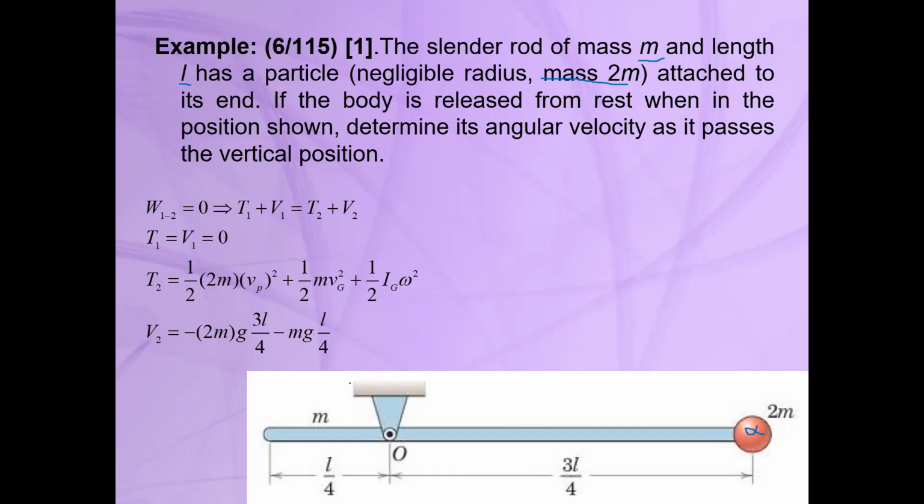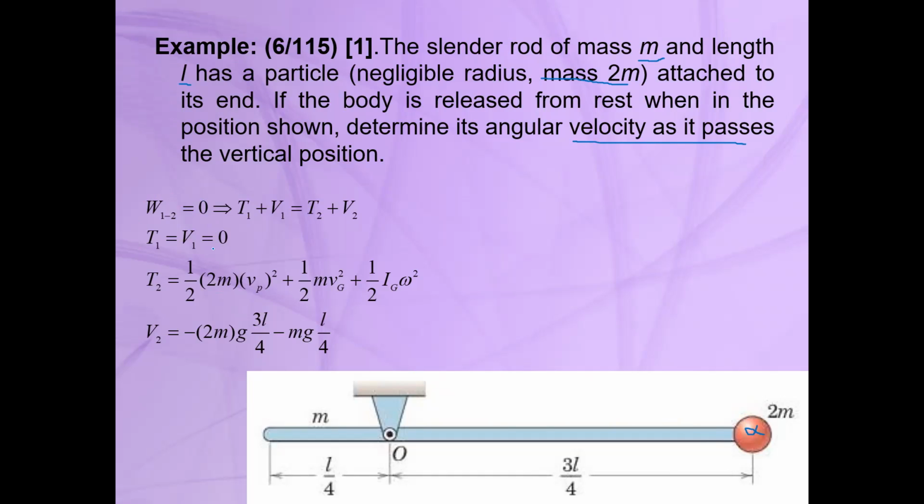So we release this system from rest and we want to obtain the velocity as it passes the vertical position, when this mass 2m is located exactly under point O. Clearly, we can use the work and energy method in this type of problem when we have a change in the level of the gravity potential energy. So easily you can use the work and energy equation.